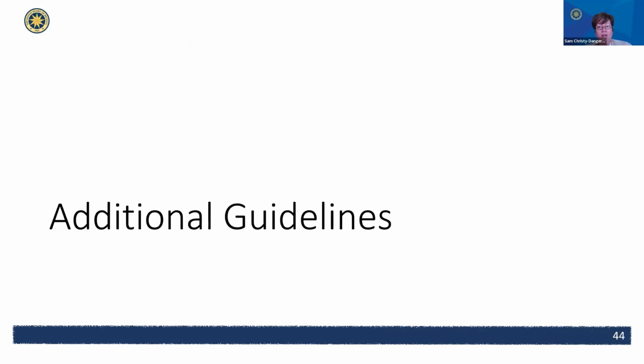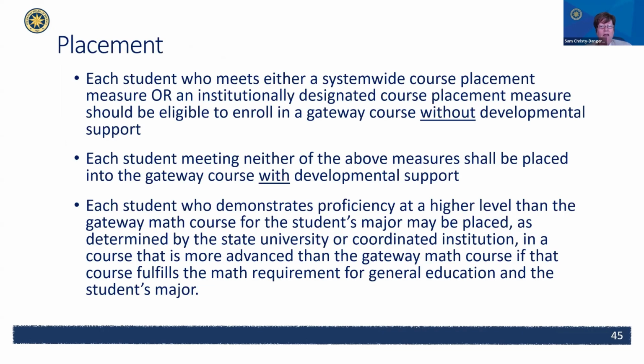So a few more policy points to touch on. Just a reminder, students who meet either a system-wide course placement measure for math or English or an institutional measure should be eligible to enroll in that Gateway Math or English course without the developmental support. Any student meeting neither a system-wide nor an institutional measure shall be placed into the Gateway course with developmental support. I know I'm repeating what Jen said, but sometimes we think repetition is very helpful.